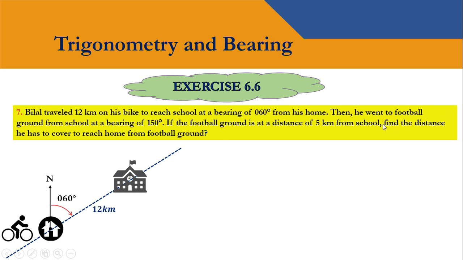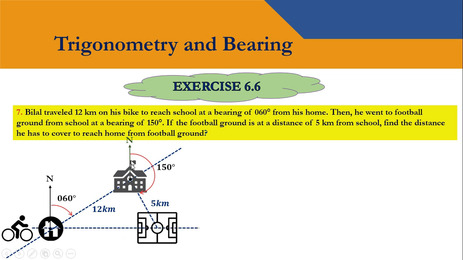Now from the school he reached the football ground at a bearing of 150 degrees. So now construct another bearing from the school of 150 degrees. This is the bearing of 150 degrees. Now construct another line which will lead you towards the football ground. If the distance between the football ground and the school is 5 km, then we have to calculate the distance from the football ground to the home.